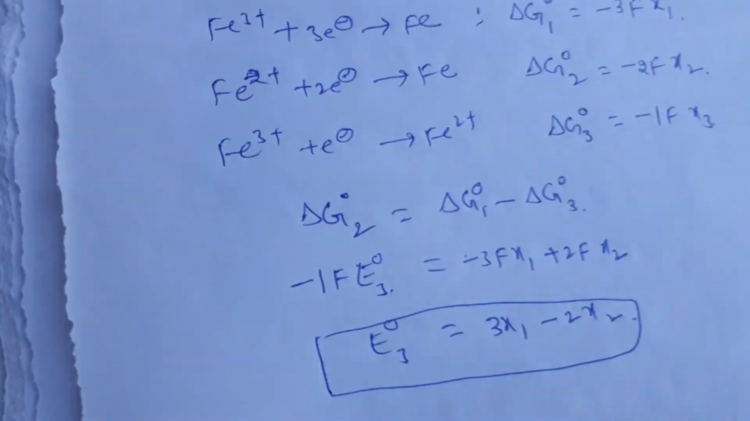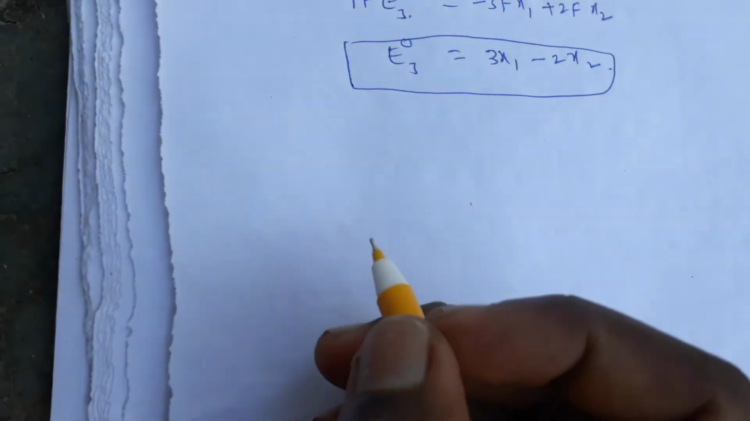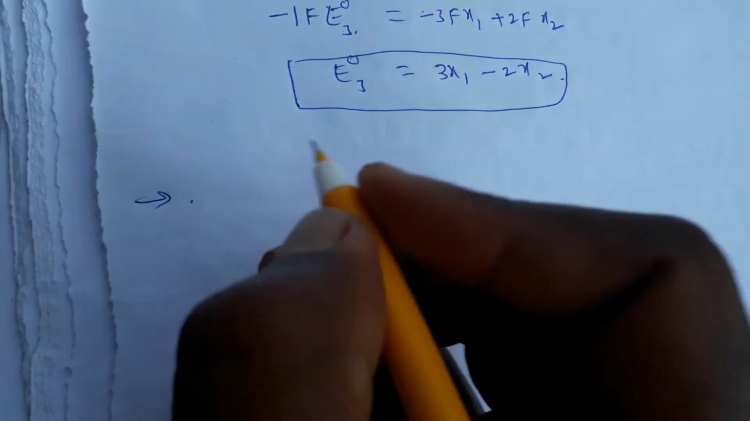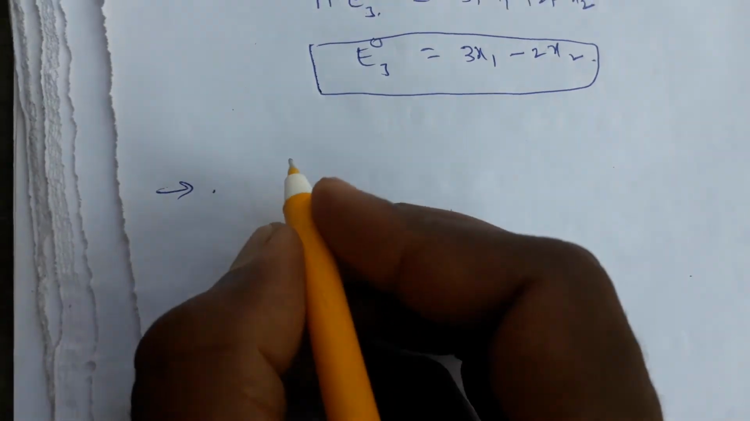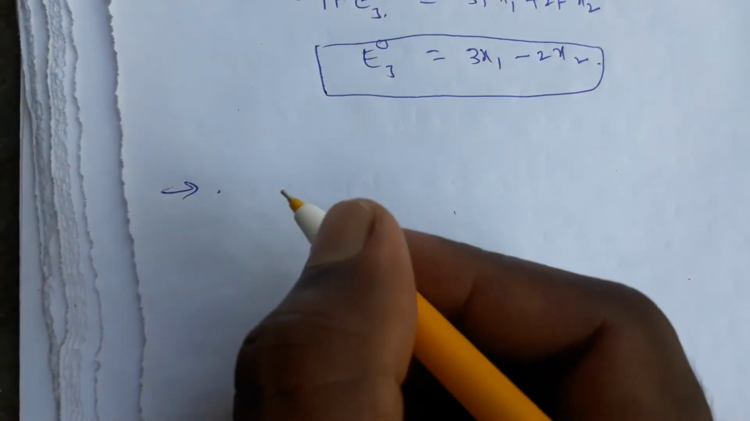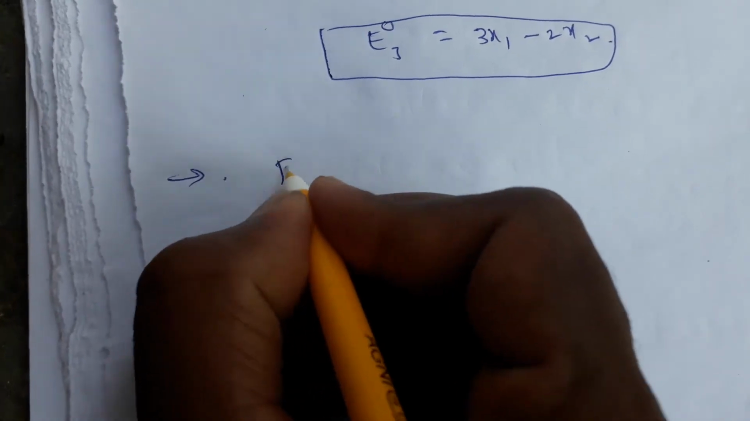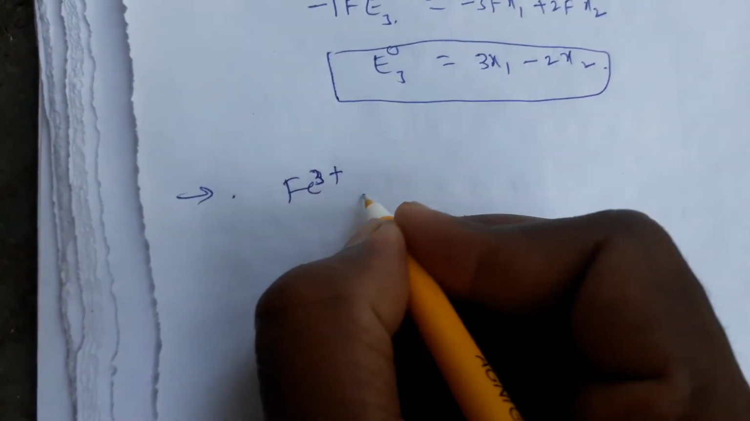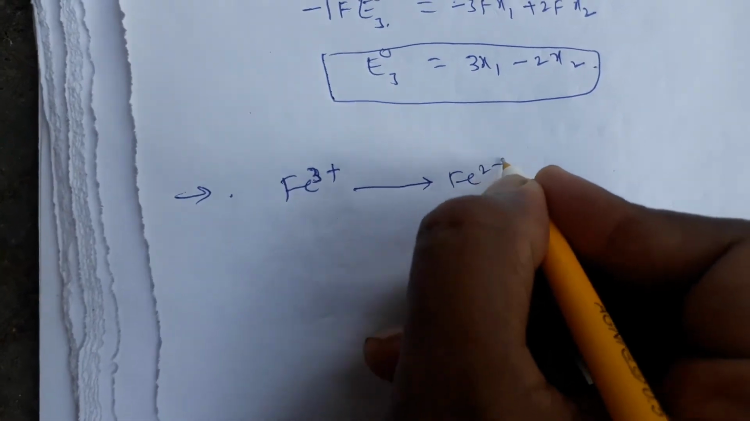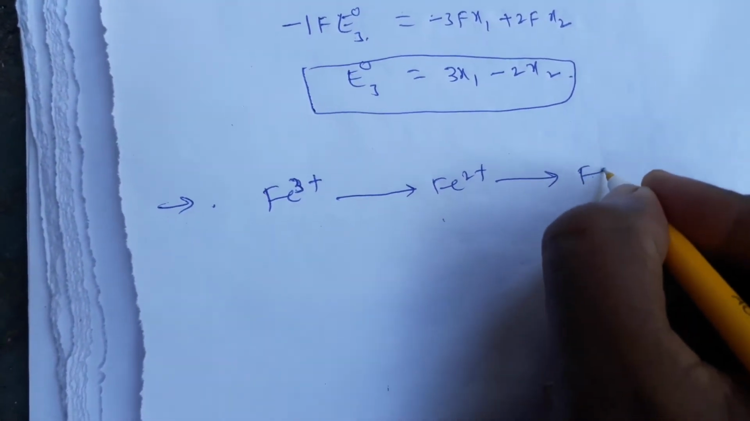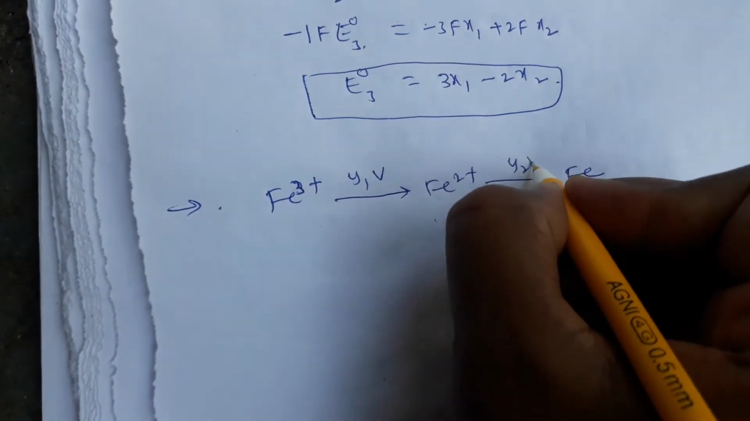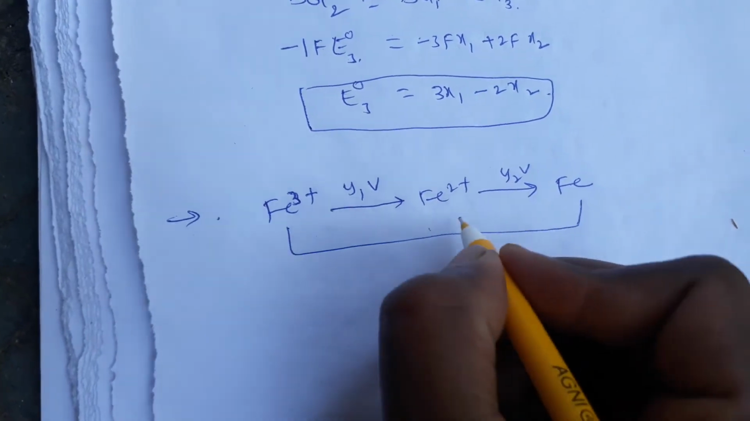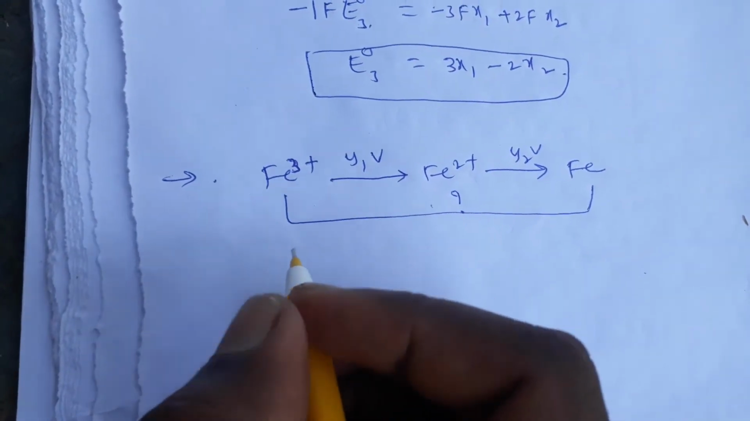Next, if you take another example, the same net reactions are taking place in the electrode. Electrons are involved in the net reactions, and electrodes of the same substance are present. Then another question is given like this: Fe3+ going to Fe2+ and going to Fe. Then given is Y1 volt, this is E cell, Y2 volt, and find out the value of this one. So how do you do this?